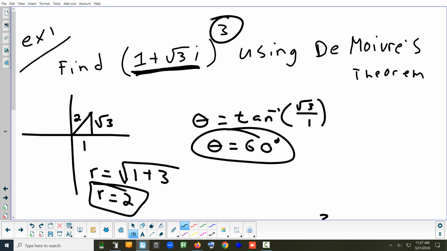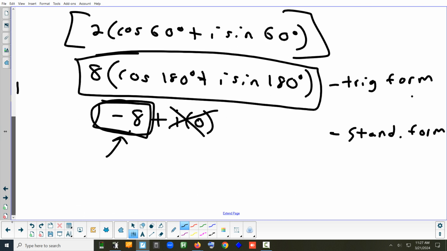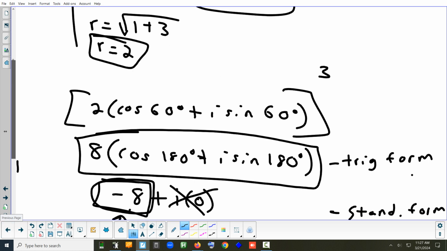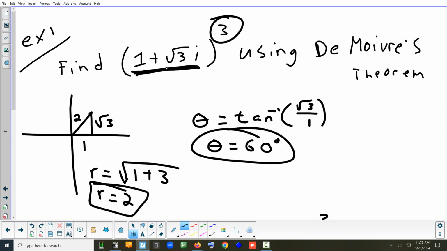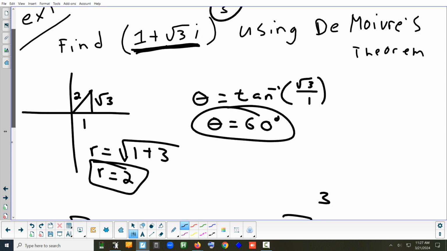Whenever you take a root, there's always as many answers as the root you're taking. A cube root has 3. A fourth root has 4. Fifth root? 5. So you might think, well, wait, if you take the cube root of -8, I know it's -2. -2 times -2 times -2 is -8. Yes, that's one of them. So is this. That's another one. So that's what we're going to look at now.